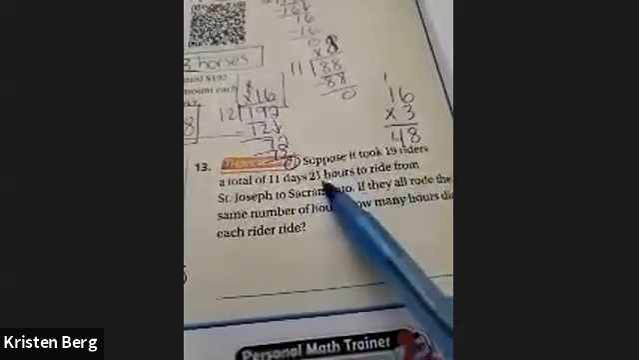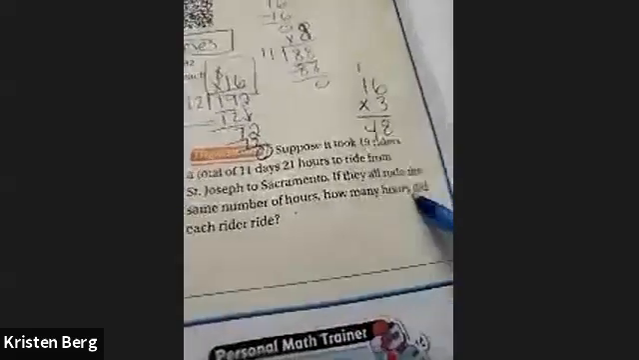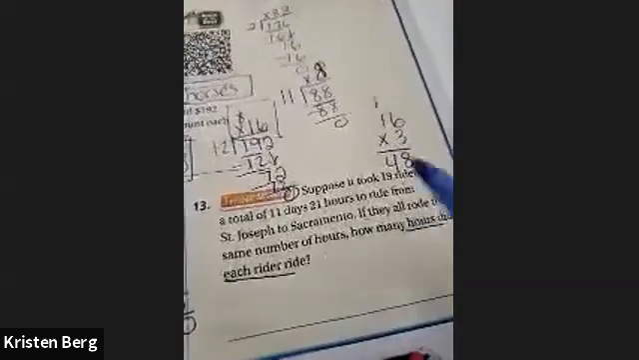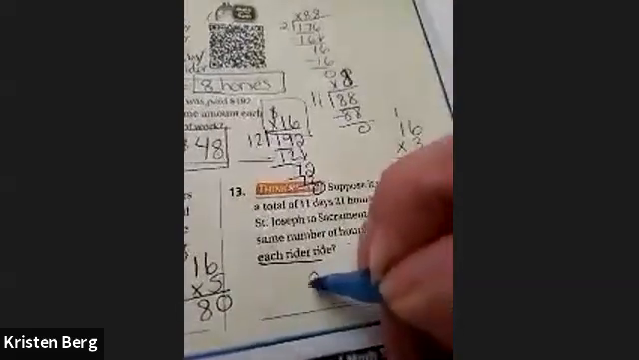All right, next, it says, suppose it took 19 riders a total of 11 days, 21 hours to ride from St. Joseph's to Sacramento. If they rode the same number of hours, how many hours did each rider ride? Okay, so here it is. It is saying how many hours did each rider ride? So the thing is, they told us our riders, which is 19. Great, that's wonderful. But right here, it is telling us in days versus hours. And they just want hours. They didn't want days.